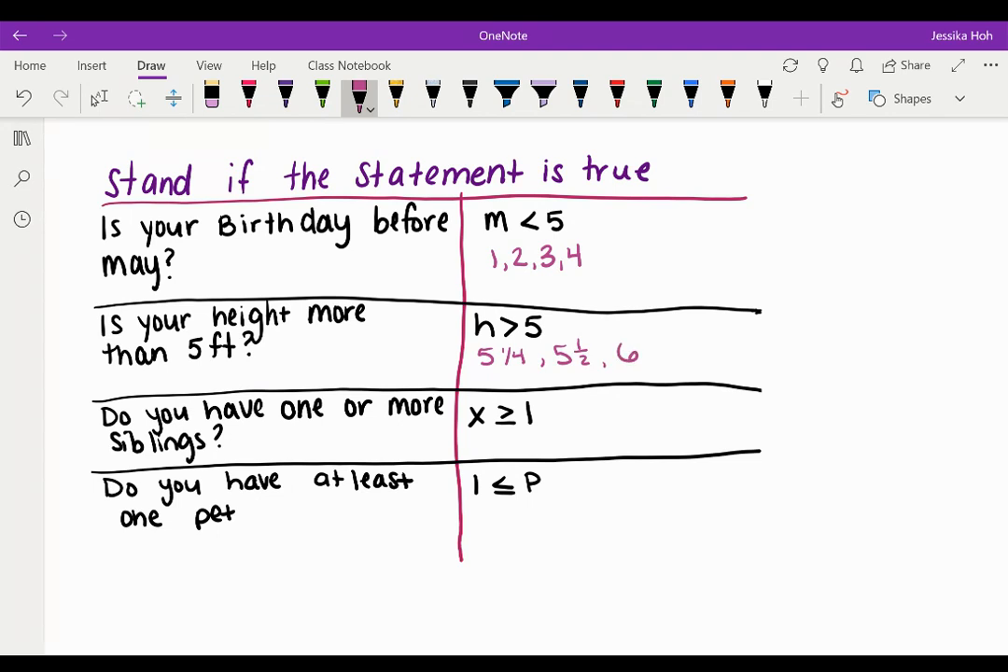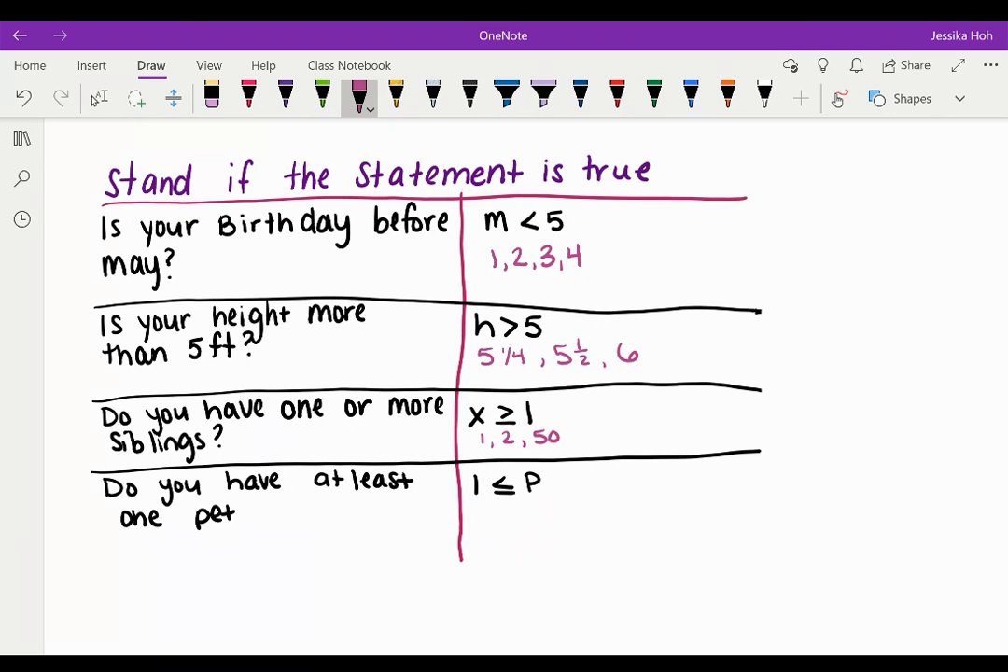Do you have one or more siblings? So I have an inequality represented by x is greater than or equal to 1. It has the equal sign underneath the inequality to represent that just one sibling would make this statement true. So you can stand up if you have one sibling, 2 siblings, 50 siblings, etc.